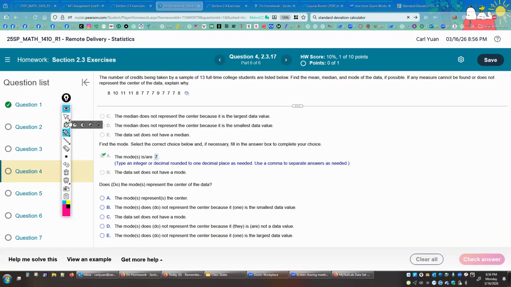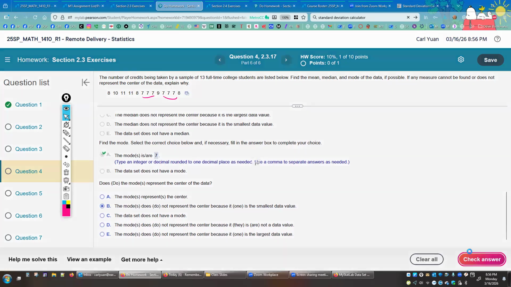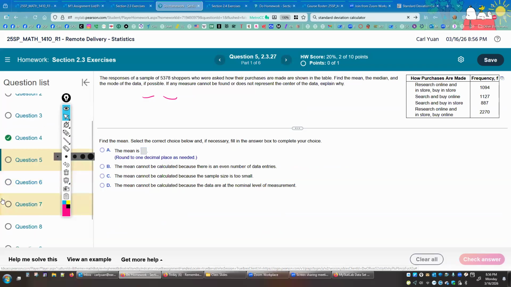Okay, so this one: the data is the smallest value and it does not represent the center, right? Because 7 is the smallest data value and it's not the center, and that's what I'm going to say. The mode does not represent the center because it is the smallest data value. All right, let's look at number 7.